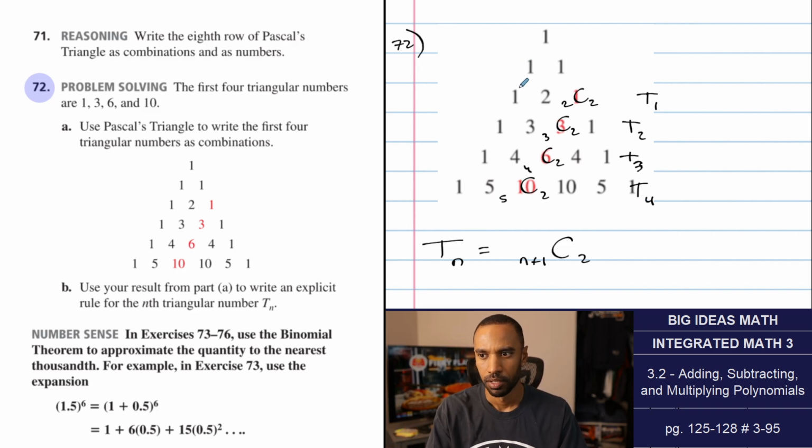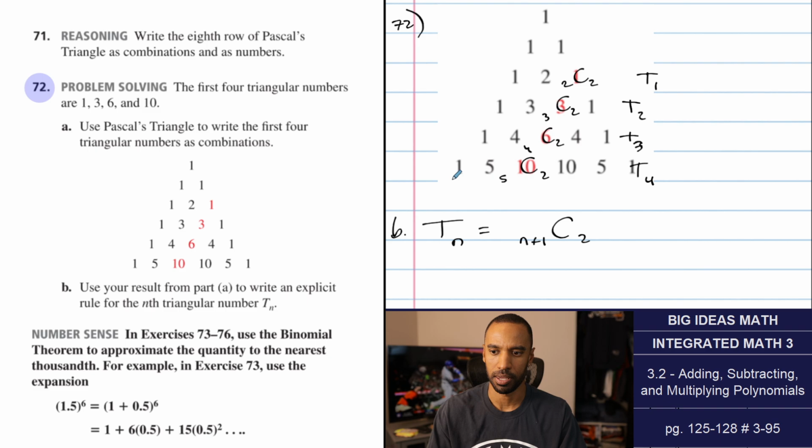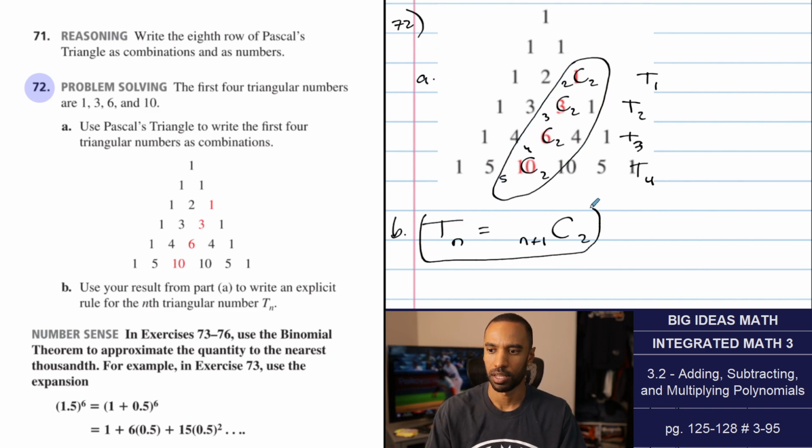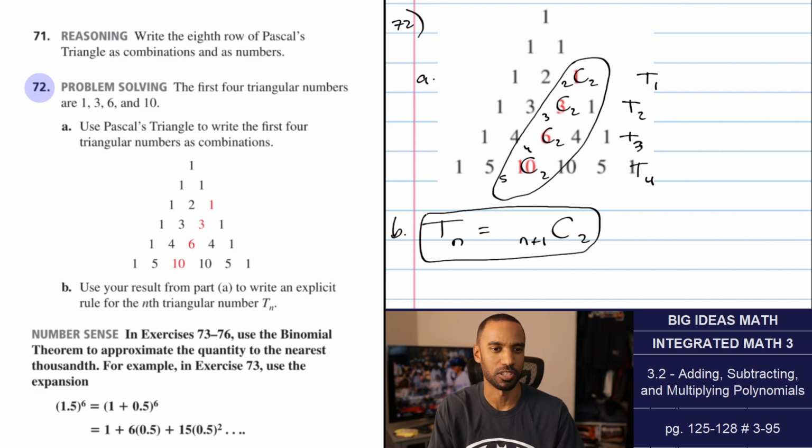You guys agree? N plus what? If T sub n, this is n plus 1 choose 2. They all seem to be the choose 2. So yes, this is part B. So part A is right there, and part B is right there. Okay, that makes a lot more sense as a problem.